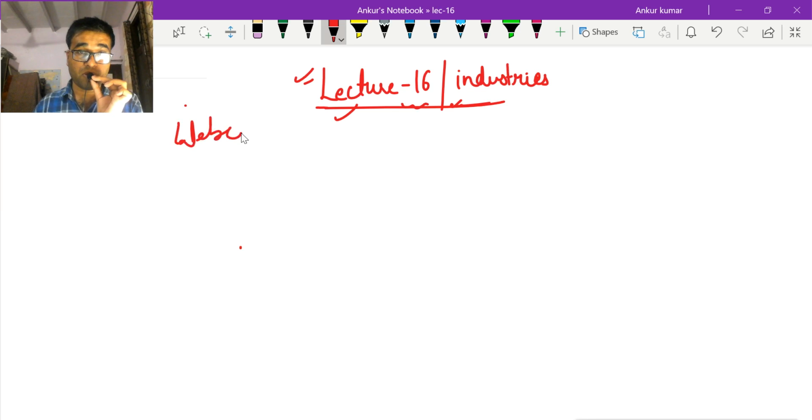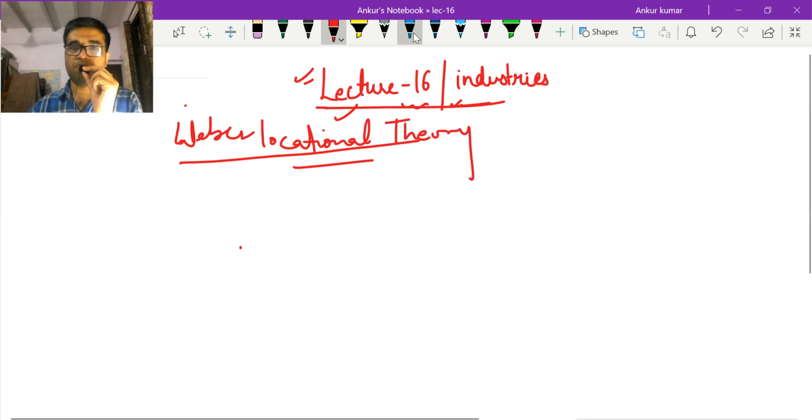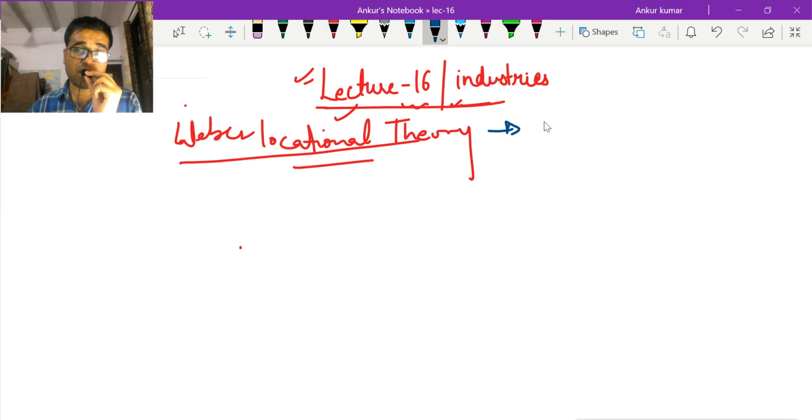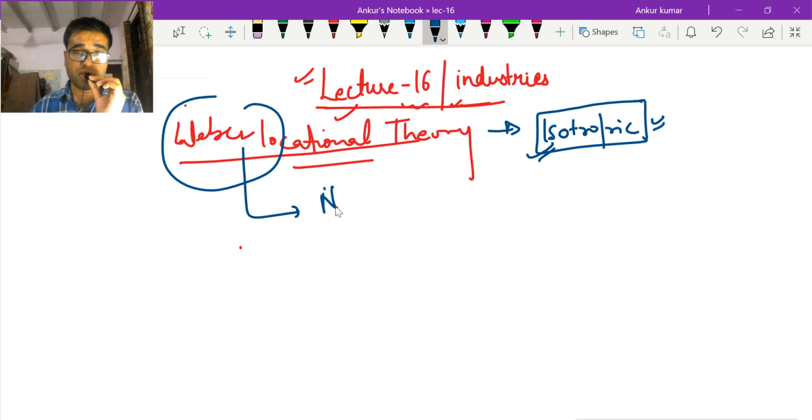Weber location theory. One thing that we must know about the Weber locational theory is that before giving the theory, Weber assumed the factors as isotropic. Isotropic factors means everything is uniform, constant. That means there is uniformity in the surface, right? So that is what the isotropic surface means. But the Weber locational theory is a normative theory, right?